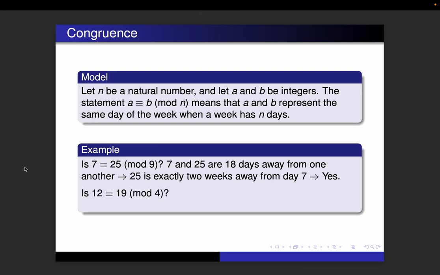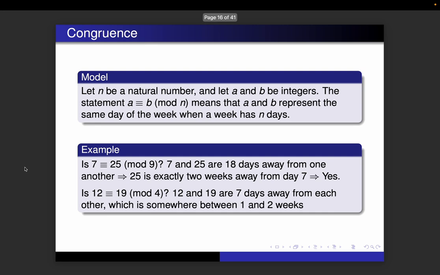If we look at whether or not 12 is congruent to 19 mod 4, here we have 7 days between 12 and 19. And under an ordinary calendar, yeah, that would be exactly 1 week away. They would be the same day of the week. But remember, mod 4 says there are 4 days in a week. And that means 7 days is somewhere between 1 and 2 weeks, which means that 12 and 19 are not the same day of the week, and so they are not congruent mod 4.